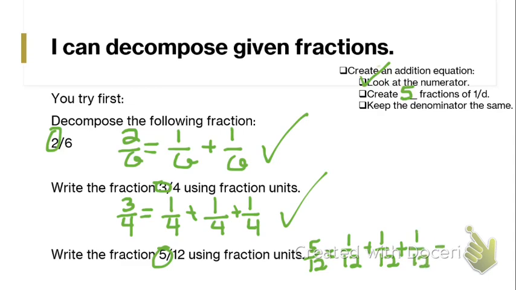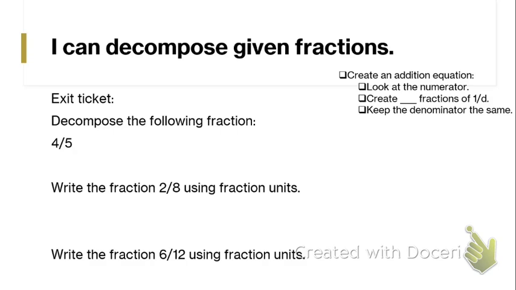1, 2, 3 plus... If I ended up doing 12 of these, I would get 1 whole, but I need to get 5/12. Again, that's why I've been checking my work. 2, 3, 4. That's not 5/12 yet. Now it's 5/12. So 1, 2, 3, 4, 5. Yep, because 1/12 plus 1/12 plus 1/12 plus 1/12 plus 1/12 does equal 5/12. So I am good.